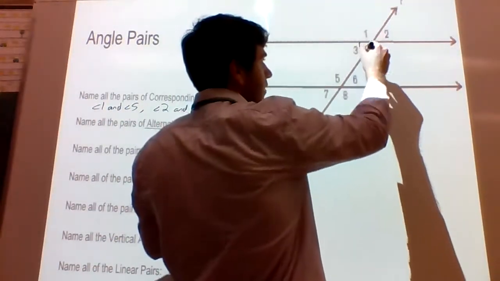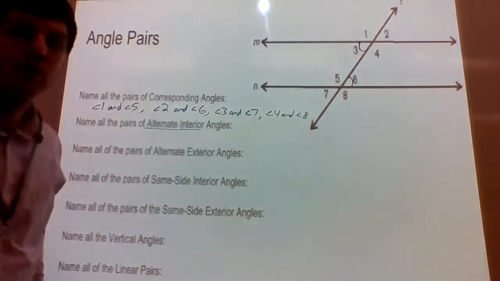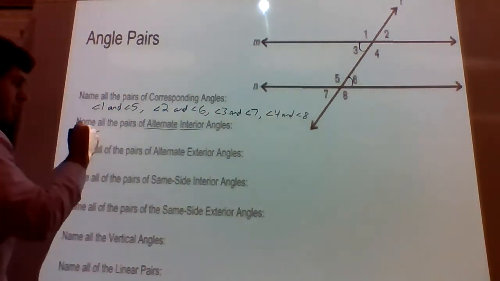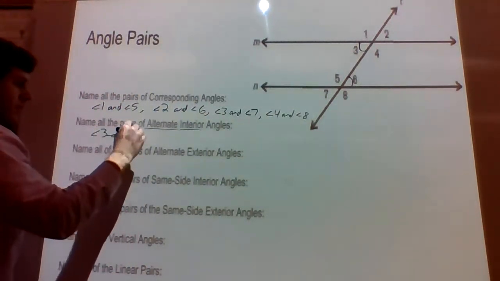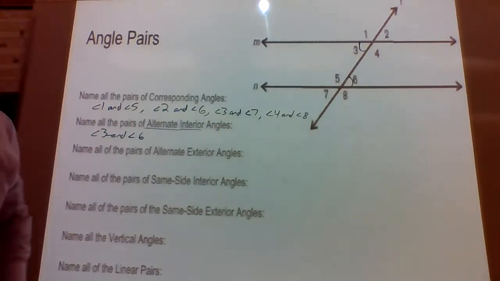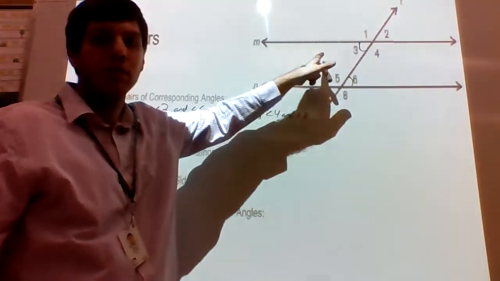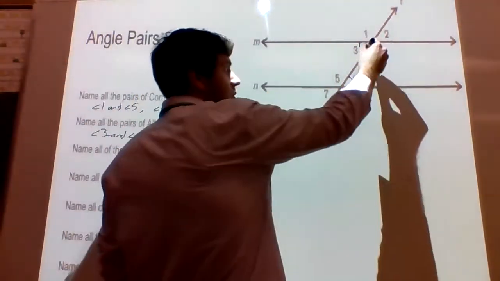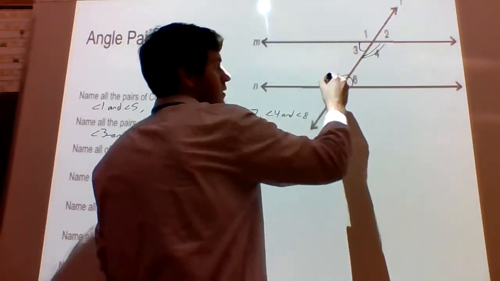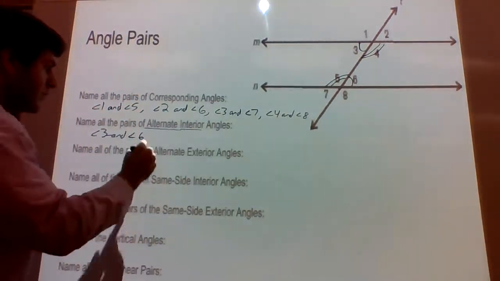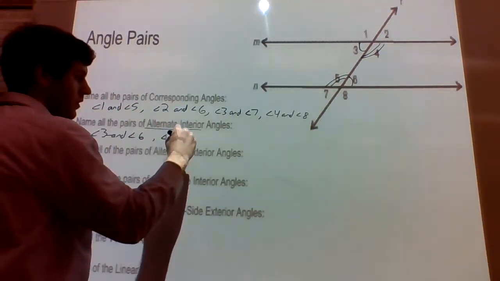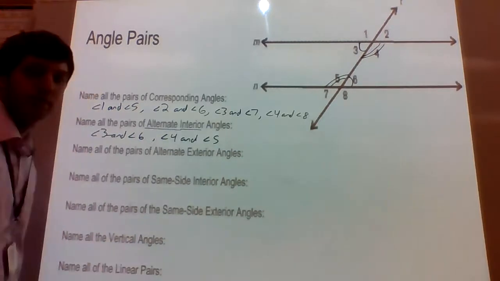So angle three and angle six. They're interior, they're between the two lines, and they're on opposite sides of the transversal. The other pair is going to be four and five. Angle four and angle five.